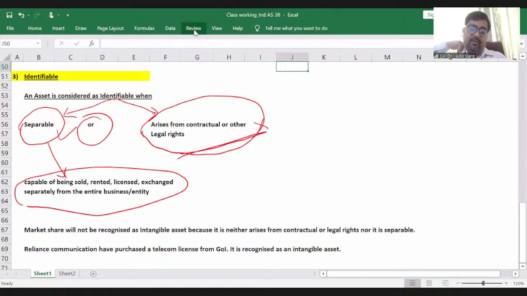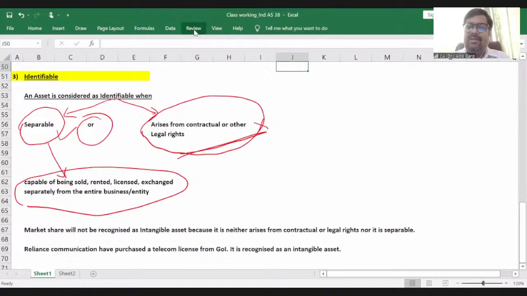For example, TCS or Oracle is configuring a customized ERP for a particular entity, right? So the ERP has been customized to the requirements of a particular company. So this ERP is non-transferable, okay, because there is no use for another entity. Only when this entity is sold, the entity that buys it can use this ERP, right? So it is non-separable because it cannot be sold separately.